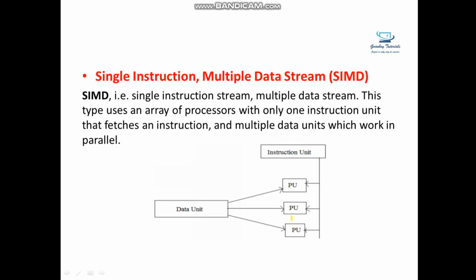This classification uses an array of processors with only one instruction unit that fetches an instruction and multiple data units which work in parallel. Here in the diagram, you can see a single instruction unit that is working upon multiple data units in parallel.